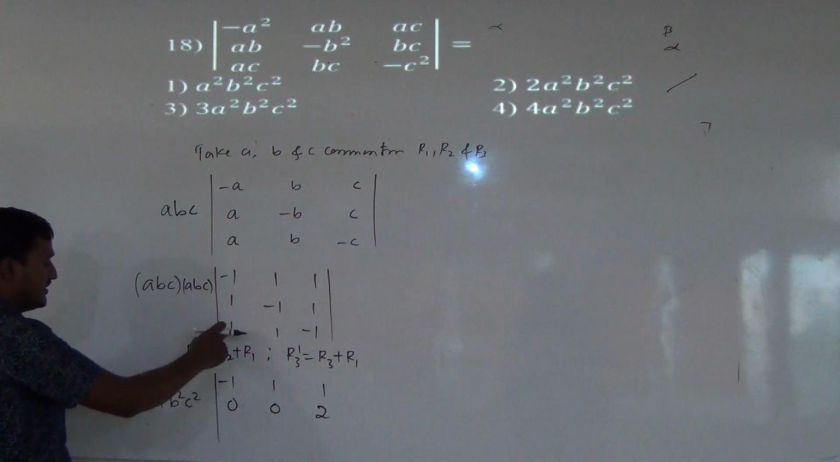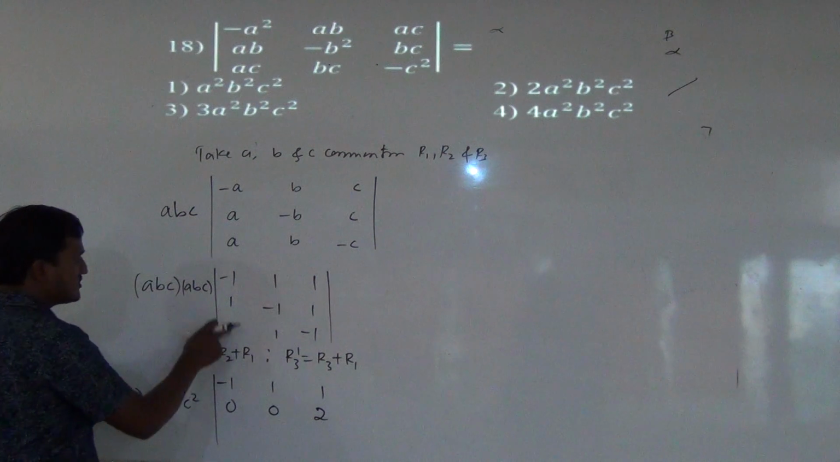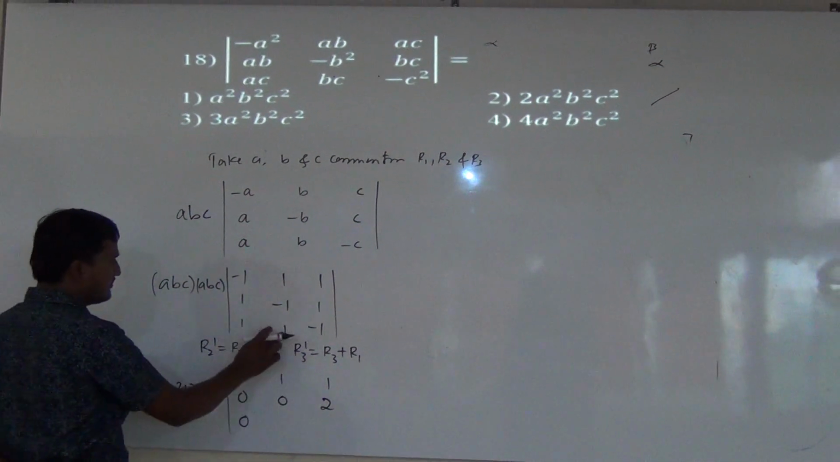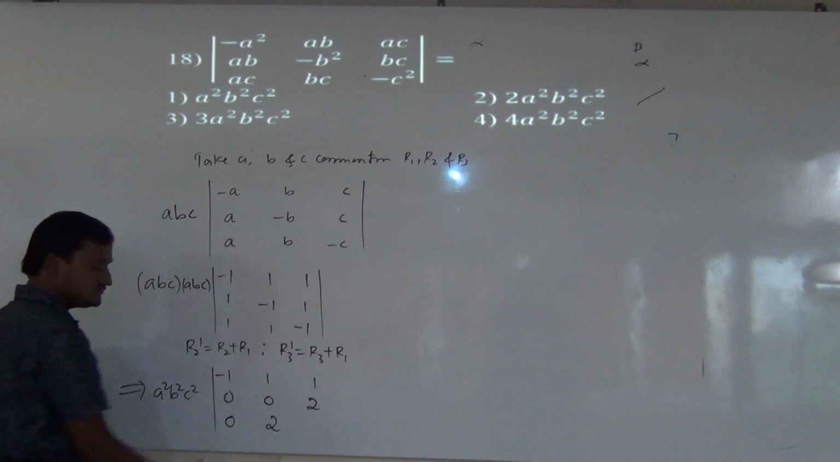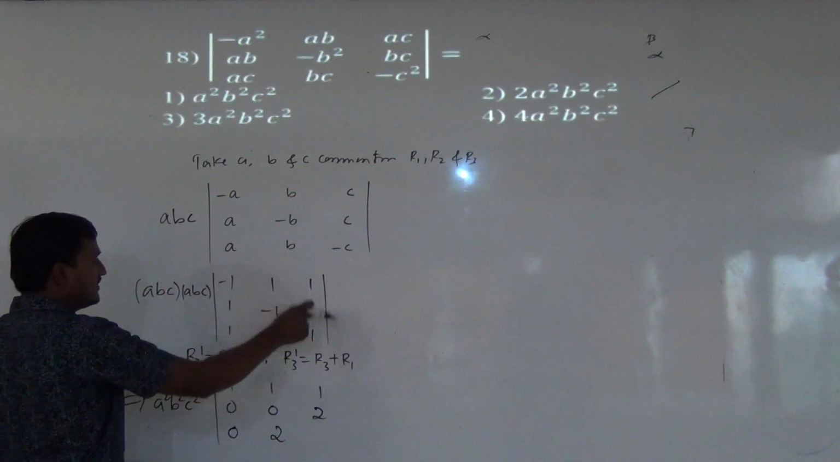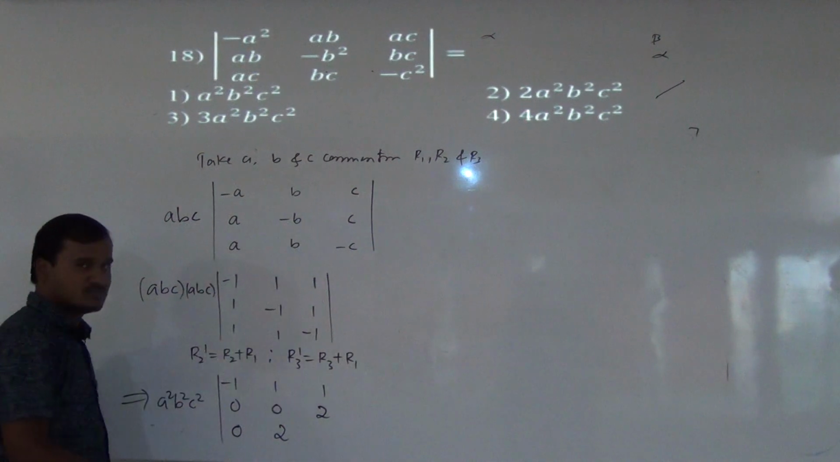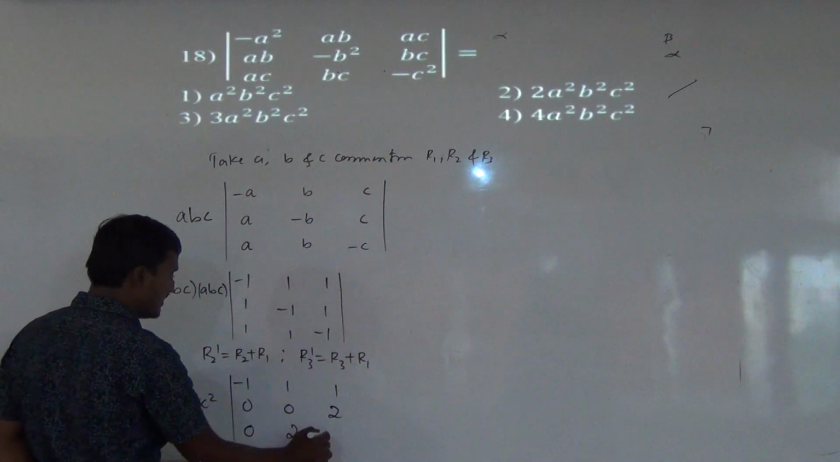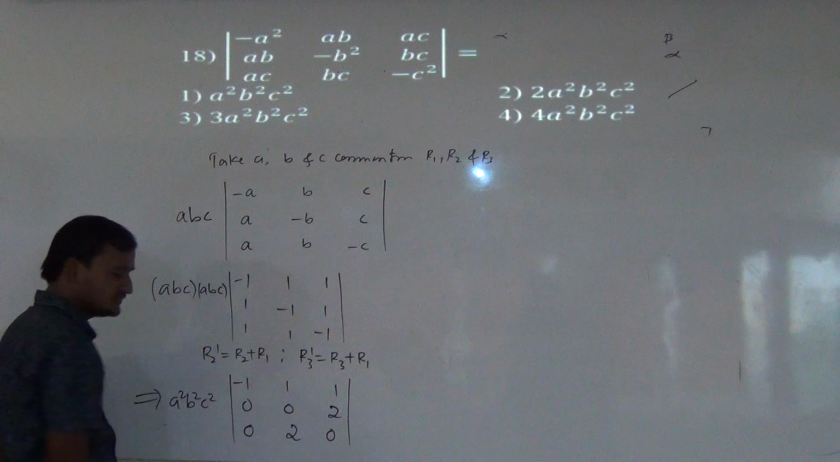Next, here it is R3 plus R1. Plus 1 minus 1, 0. Plus 1 plus 1, 2. Right? Next, this becomes minus 1, and R3 is minus 1, R2 is plus 1, sorry, R1 is plus 1, again this becomes 0. Is it right?